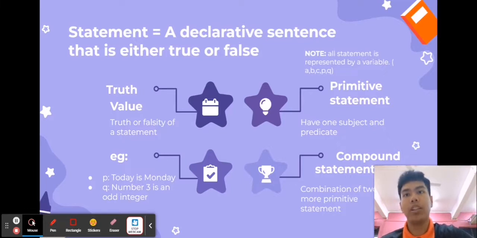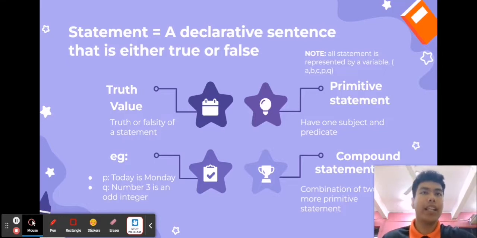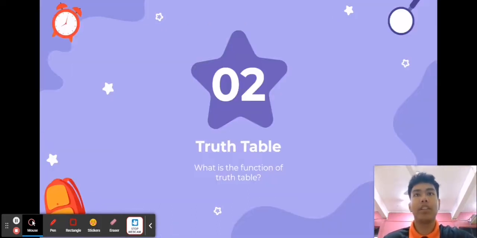We can denote a statement with a variable, for example, variable P and variable Q. From the statement, we can divide it into two parts, which are primitive statement and compound statement. A primitive statement is a statement that has a subject and predicate. And the compound statement is a combination of two or more primitive statements.